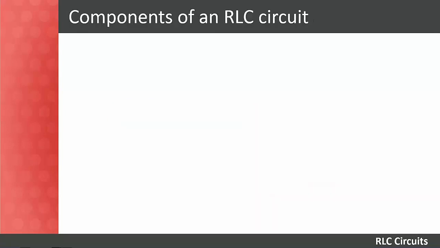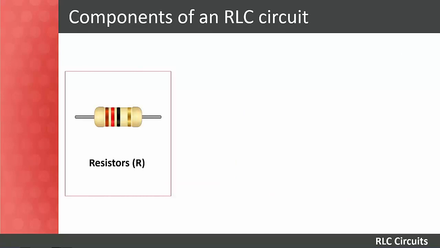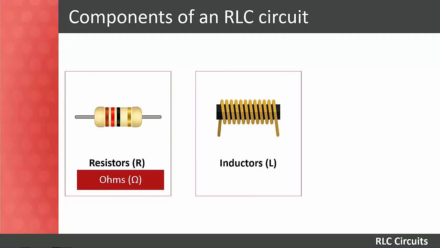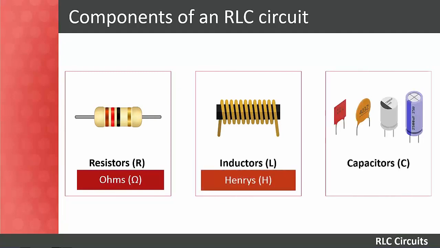The three components that we will discuss are resistors, where the unit of measurement is ohms, inductors, where the unit of measurement is henries, and capacitors, where the unit of measurement is farads. It is important to examine what happens to each individual component when an AC voltage is applied to it, before we can understand how they work when combined in a circuit. We call this circuit an RLC circuit.